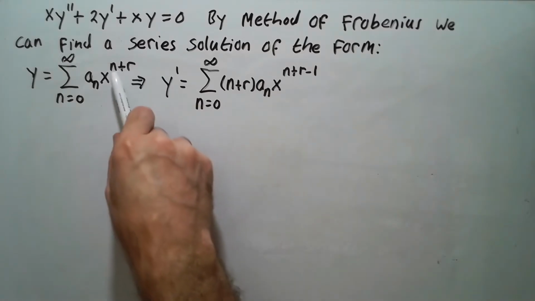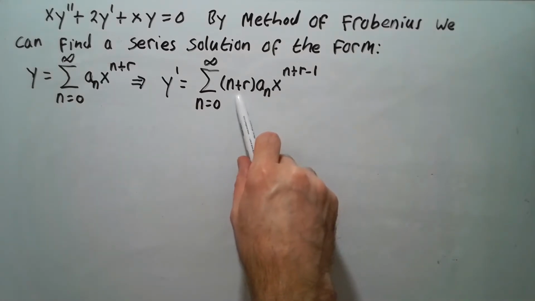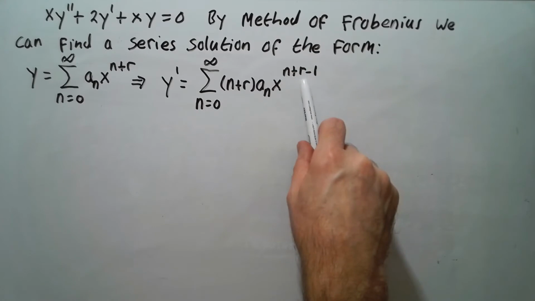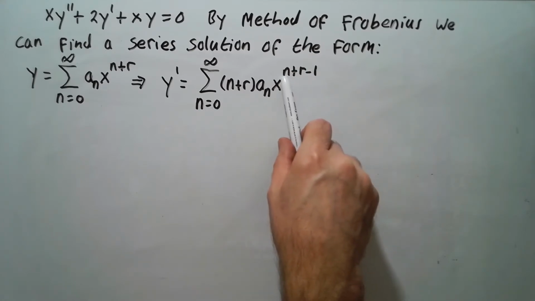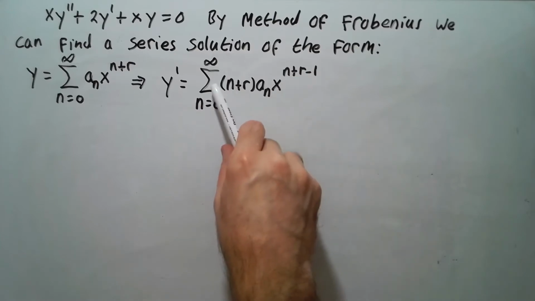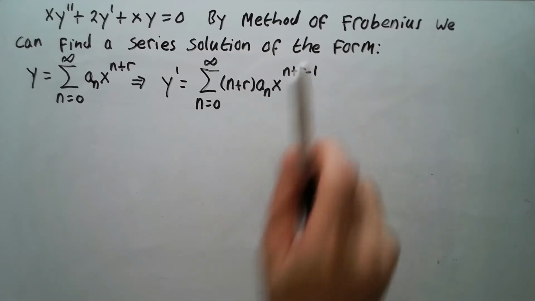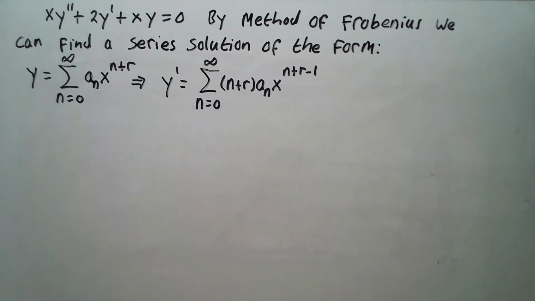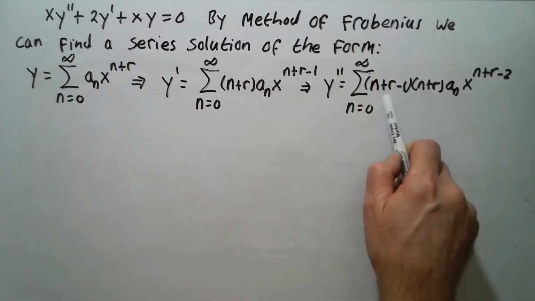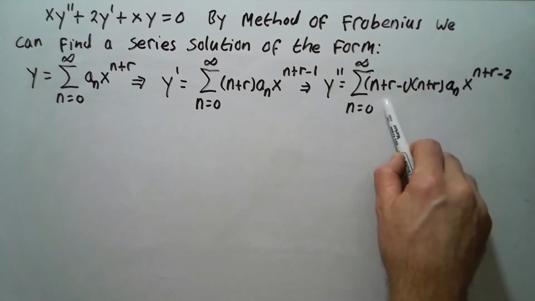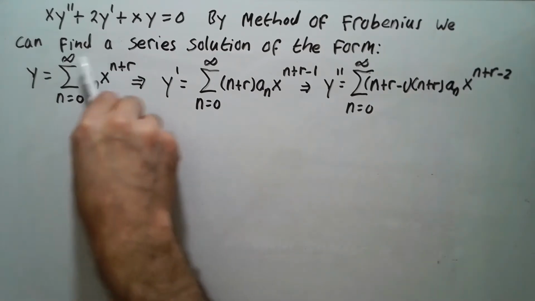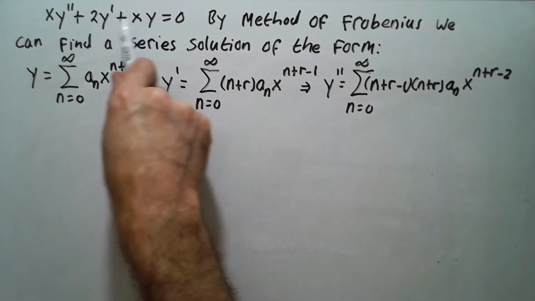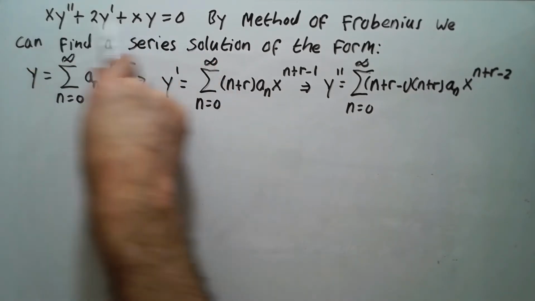So I took the power down in front, n plus r, then subtracted 1 from the power. And now let's take the second derivative. For the second derivative, I'll take the n plus r minus 1 in front and subtract 1 from the power. So we get this. Now let's substitute the series in place of y prime and y double prime in the differential equation.